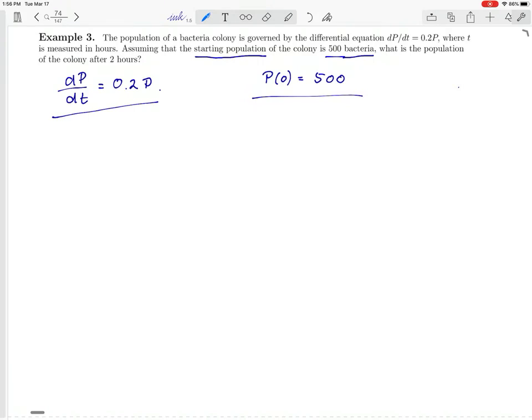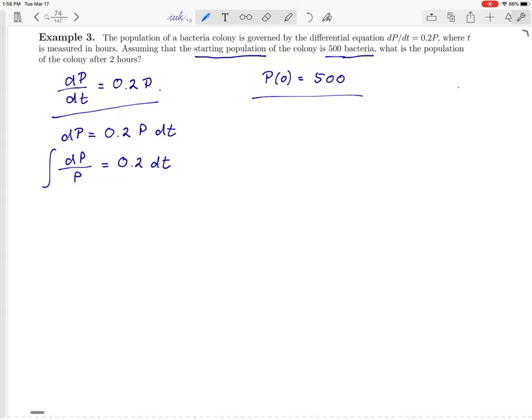We first solve the differential equation using separation of variables, and then we find the specific solution using our initial condition. So separation of variables always starts the same way. I'm multiplying by dt. So I have dp is equal to 0.2p dt, and then I'm going to divide by p. So I have dp over p is equal to 0.2 dt.